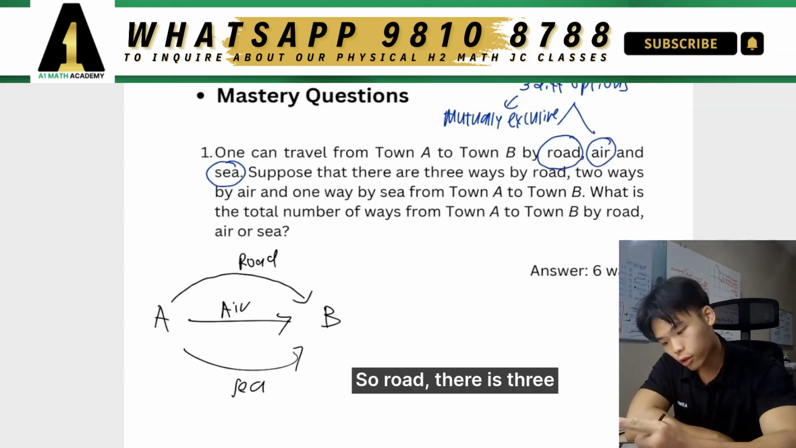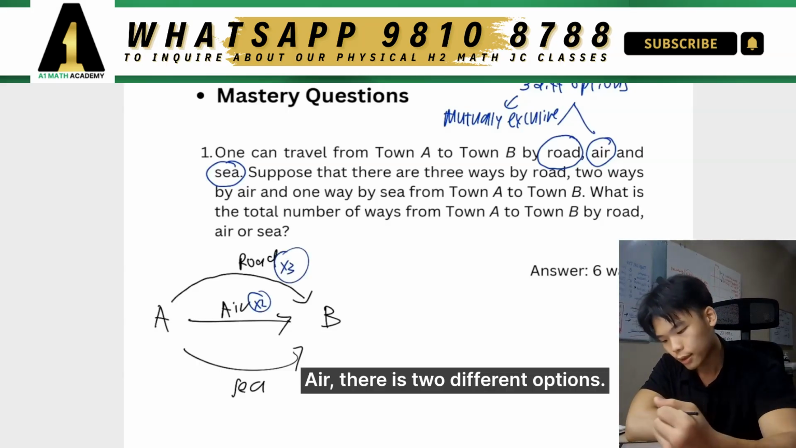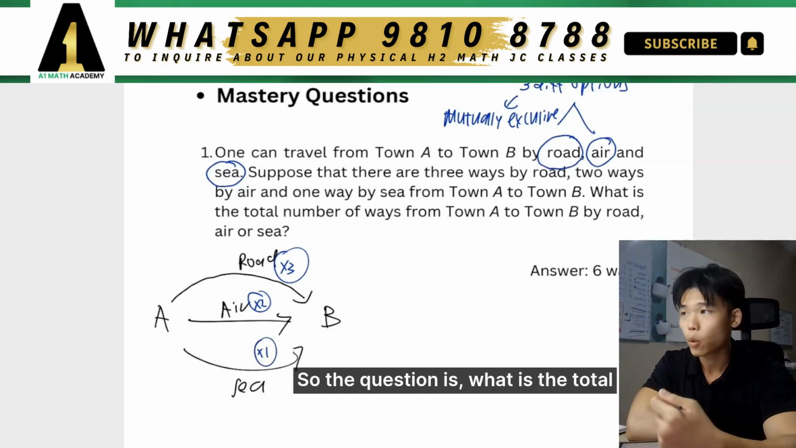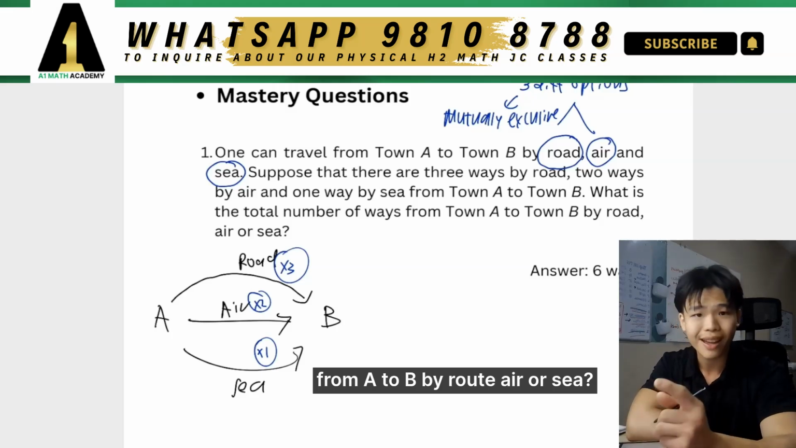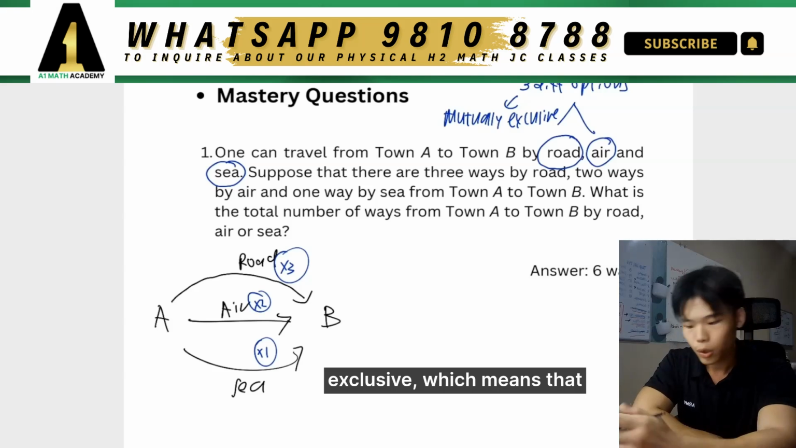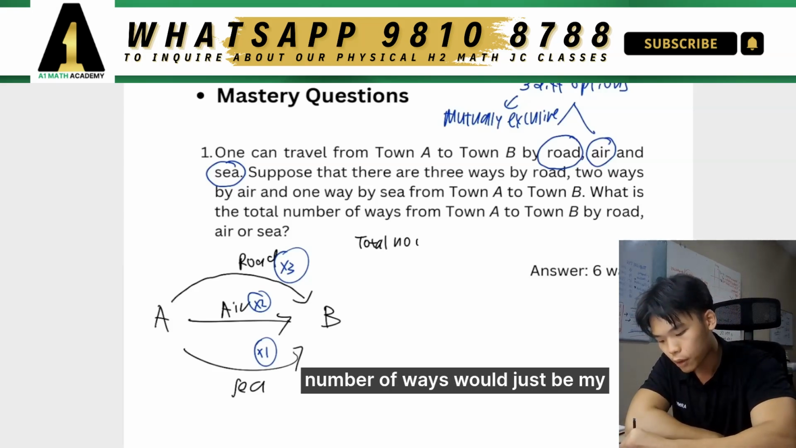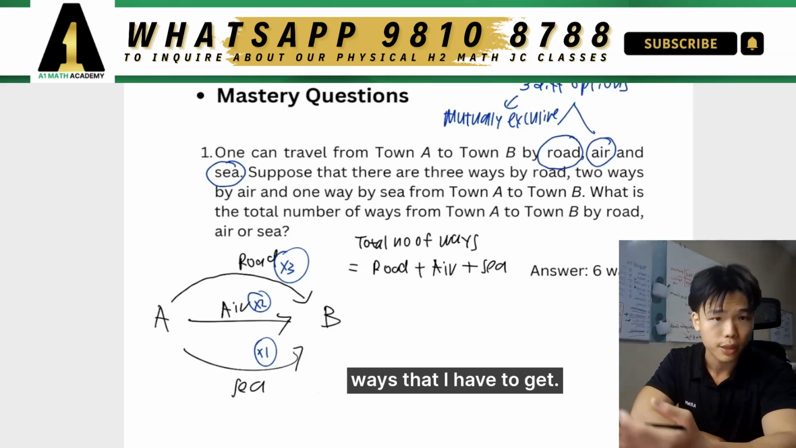So road, there are three different options. Air, there are two different options. And sea, there is just one option. So the question is, what is the total number of ways that I can travel from A to B by road, air, or sea? Since all of them are mutually exclusive, which means that they cannot happen at the same time, my total number of ways would just be road, or air, or sea, right? So I'll just add all the different ways that I have together.